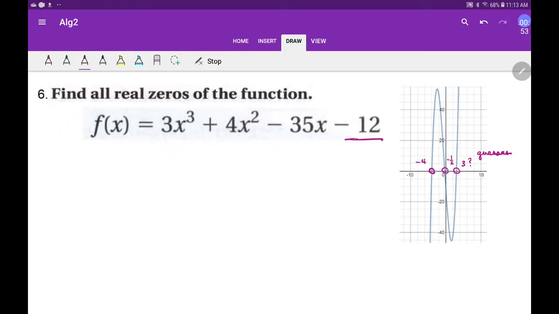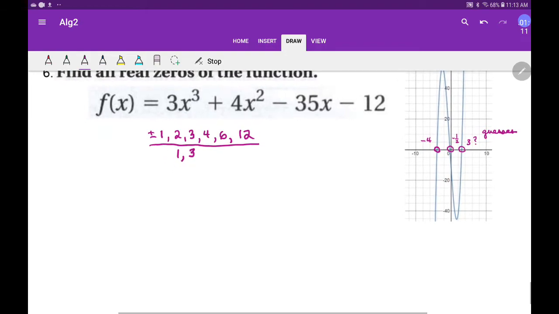We take 12 on top, so plus or minus 1, 2, 3, 4 goes with 3 to make 12, 6 goes with 2, 1 goes with 12. These are on top. On the bottom, I have my 3, so I have 1 or 3 on the bottom. So my possibilities are, I'm going to say plus or minus 1 out in front: 1 over 1, 2 over 1, 3 over 1, 4, all these numbers over 1. And then I'm going to say over 3.